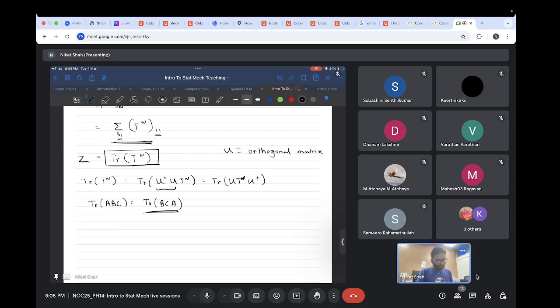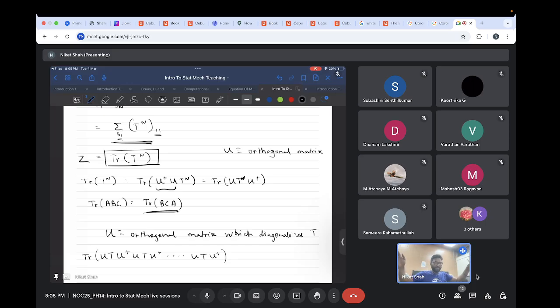Now, U is basically the orthogonal matrix which diagonalizes T. Okay, so trace of U T U dagger, U T U dagger, and so on till the end, I have U T U dagger. Basically, I am opening up all the t raised to power n and inserting u dagger u in between everywhere.